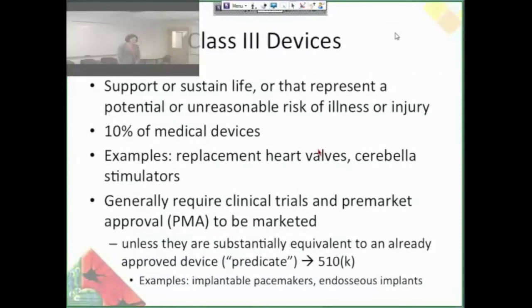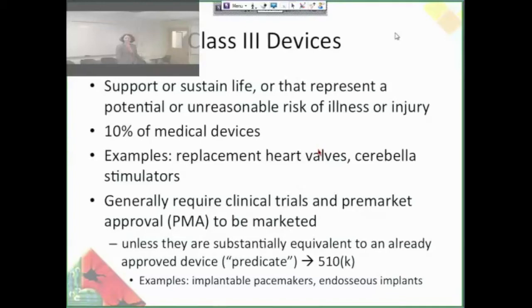Okay, Class 3 devices are those that support or sustain life or that are just really risky, and if they fail, they would cause significant injury or death. This is 10% of medical devices, so these are your most serious medical devices: replacing heart valves, brain implants, just anything that would, it's entirely based on risk, so if it would be very dangerous, that's Class 3. So they generally require clinical trials. There are some that don't, so that's why I say generally, but you can assume that you will have to do clinical trials and you'll have to get pre-market approval in order to have permission to market the device.